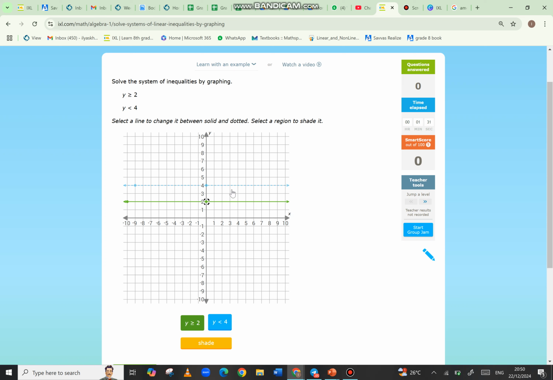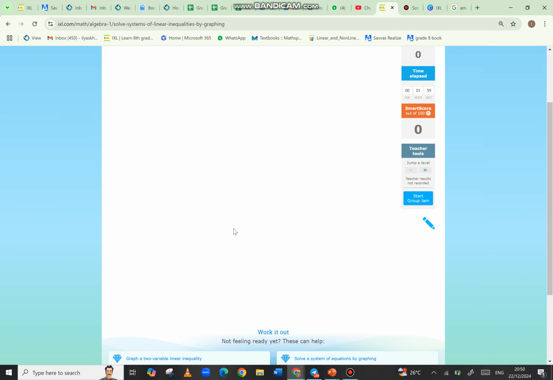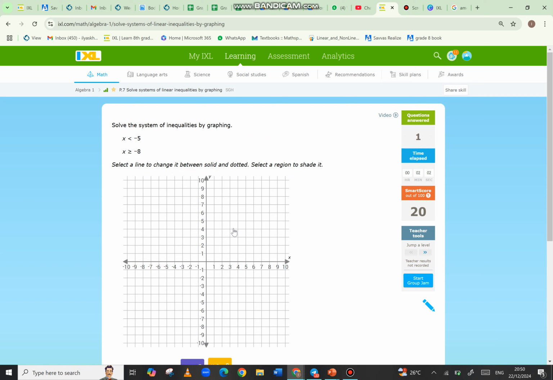Now, here is a region. Let's see what it does for us. No, that's not what I want. Shade. So we click on shade. There we go. Yeah, so see how we did it? We select the green one for the y is more than or equal to 2, solid line. And the blue one for the dotted line, y is less than 4. Then shade this button here. Super. Let's do 2 more questions.